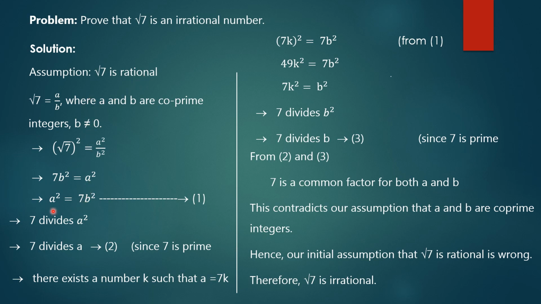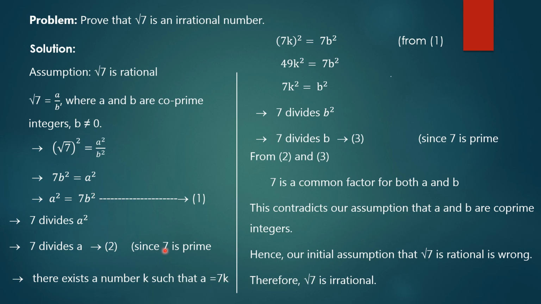On simplification, we will get a square is 7b square. Now a square is equal to 7 into something, that's why 7 divides a square. Now by using the formula, as 7 is prime, 7 divides a. By the definition of divides, 7 divides a means a is equal to 7 into something. Something is k here. A is equal to 7k.